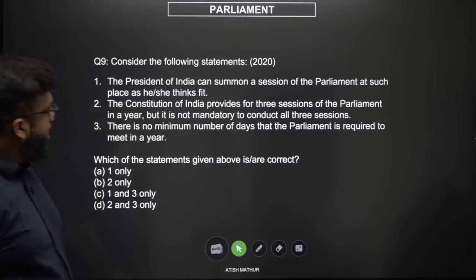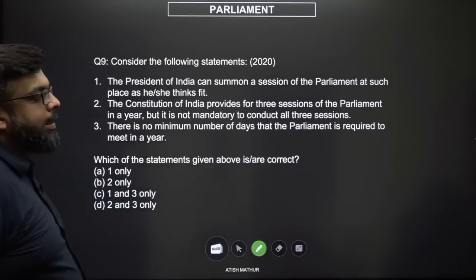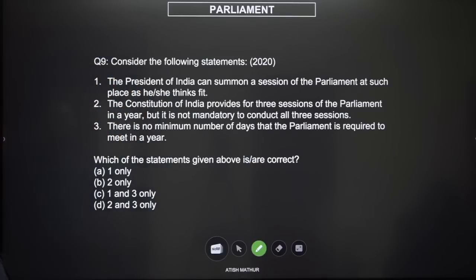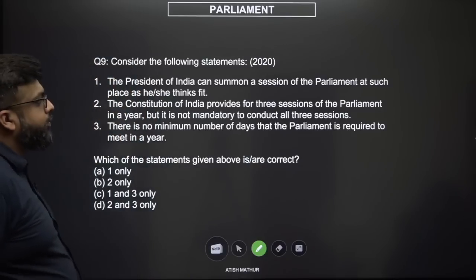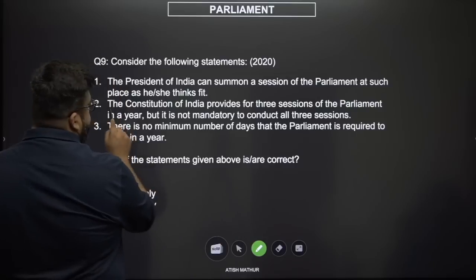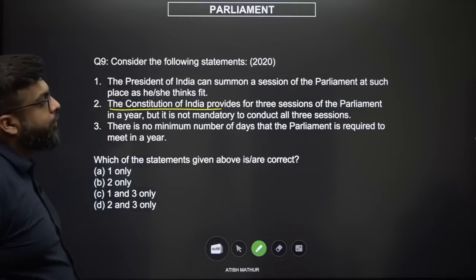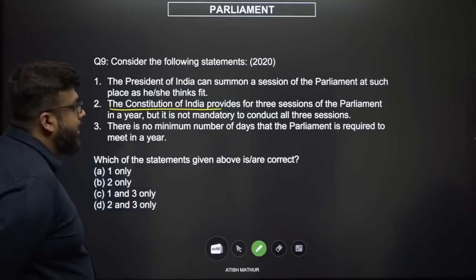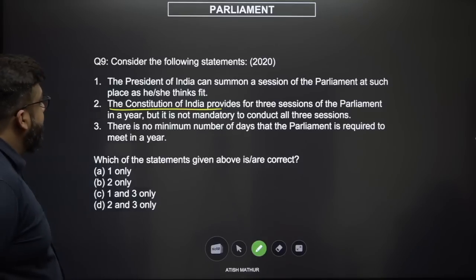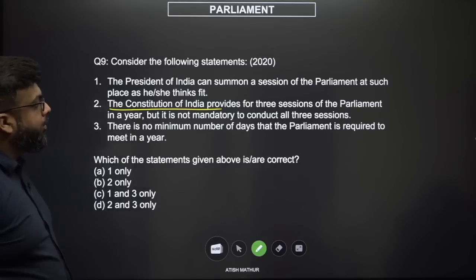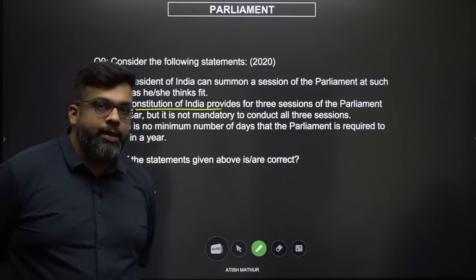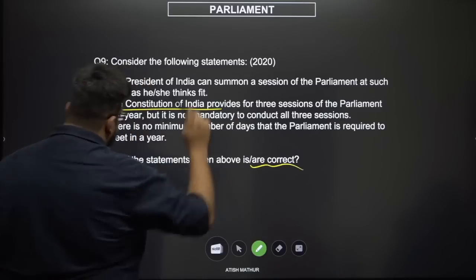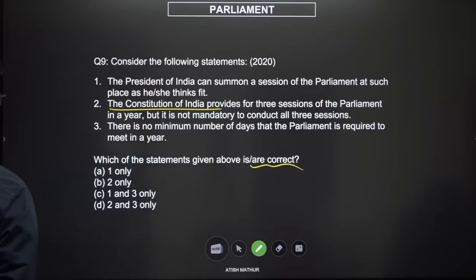Ninth, consider the following statements. The President of India can summon a session of the Parliament at any place he or she deems fit. The Constitution of India, which means it has to be explicitly mentioned, provides for 3 sessions of the Parliament in a year, but it is not mandatory to conduct all the 3 sessions. There is no minimum number of days that the Parliament is required to function. Which of the following statements is correct? 1, 2, 1 and 3, 2 and 3 only.